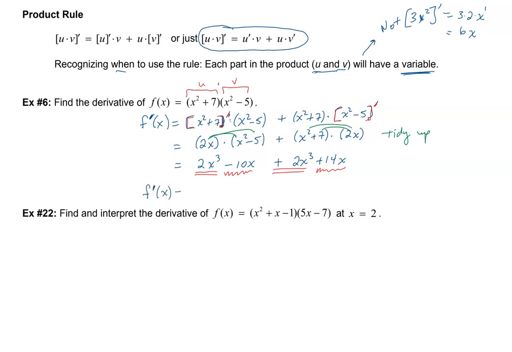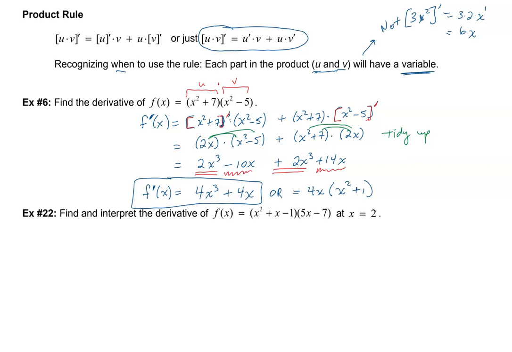F prime of x, giving my label, is equal to 4x cubed plus 4x. Looks like negative 10 and positive 14 would give me a positive 4x. And it will be important later to be able to factor this, a common factor. So we could take out a common 4x, leaving behind an x squared plus a 1. Which doesn't factor any further.